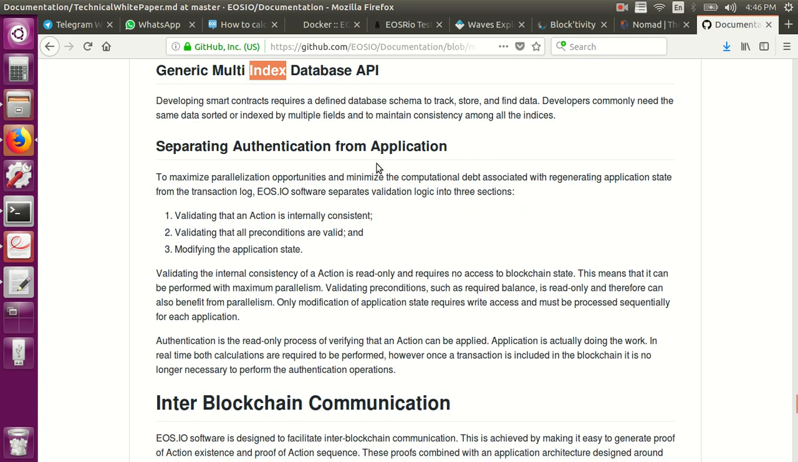Again, this is a shout out, like I was saying. The Steem blockchain white paper spells this out explicitly, separating authentication from application logic. So you can see there are definite learnings from Steemit, and they're being applied to EOS. So same thing goes here.